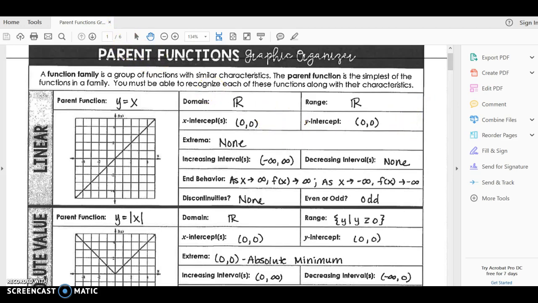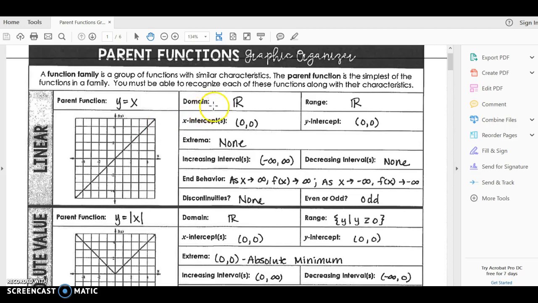So let's get started. All right, first, parent functions. Parent function, if you remember in your definition, is the most basic function in a family of functions. So the most basic function. We're going to start with linear. Linear means something to the first power. So you can see here y equals x to the first power. This is a linear function. It means it has a slope of 1 and a y-intercept of 0. So it goes through the origin with a slope of 1 and a y-intercept of 0. This is your parent function, okay?